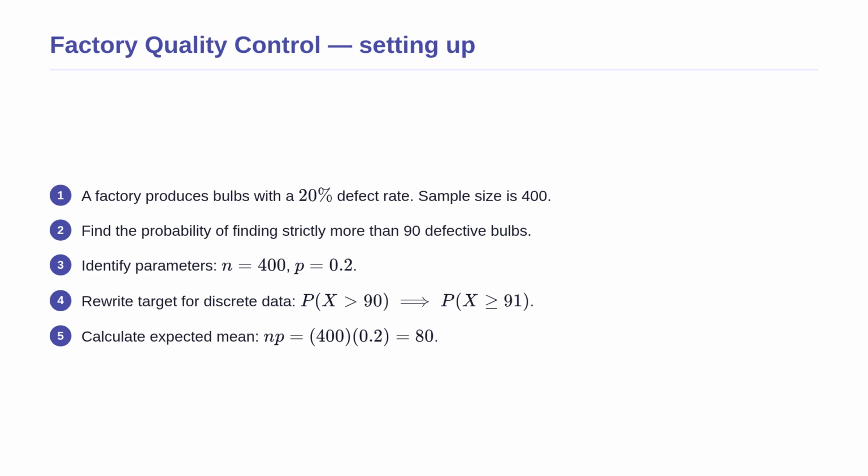First, we identify our parameters. The number of trials, n, is 400, and the probability of a defect, p, is 0.2. Because we are dealing with discrete whole numbers, being strictly greater than 90 is the exact same thing as being greater than or equal to 91. We must rewrite our target this way before doing anything else. Then, we calculate the expected number of defective bulbs by multiplying 400 by 0.2, giving us an expected center peak of 80 defective bulbs.